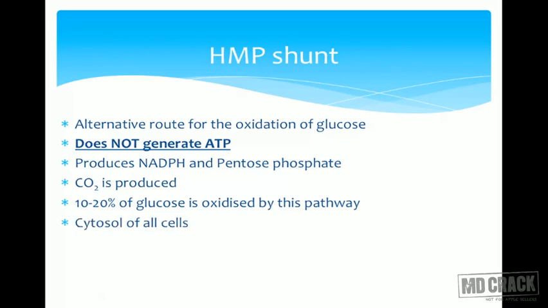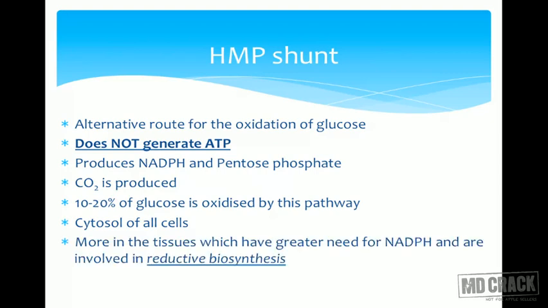Nearly 20% of glucose is oxidized by this pathway. Where is it happening? In most of the cells, in all the cells, HMP shunt takes place. It is not restricted to only one tissue. It happens in all the tissues. Wherever we have the need for pentose phosphate, HMP shunt takes place. Remember, glycolysis also takes place in all the tissues, and it takes place in the cytosol. Similarly, HMP shunt also takes place in all the tissues and in the cytosol itself. HMP shunt is also restricted to the cytosol of all cells.